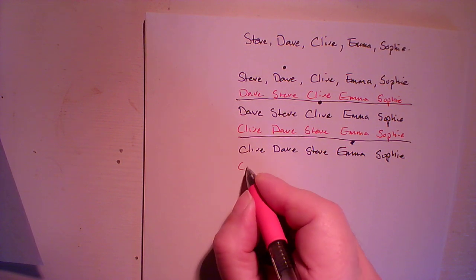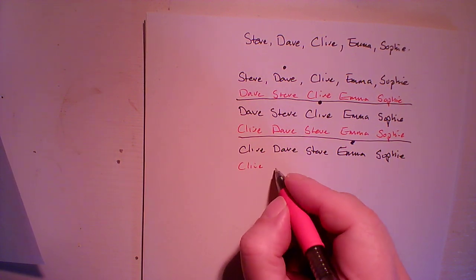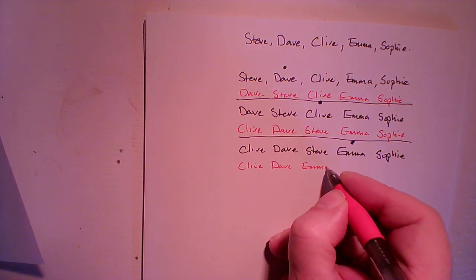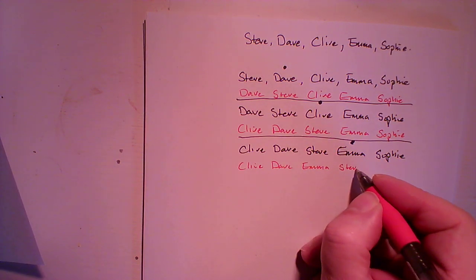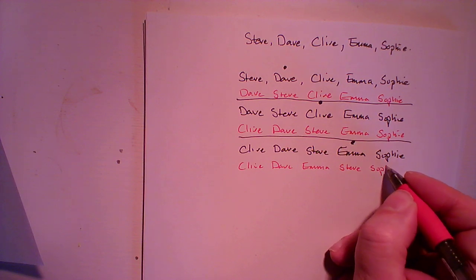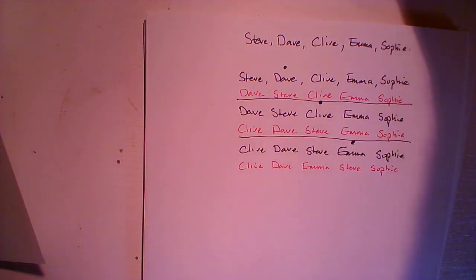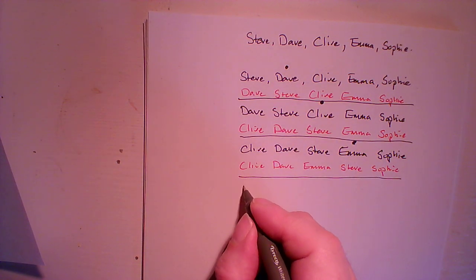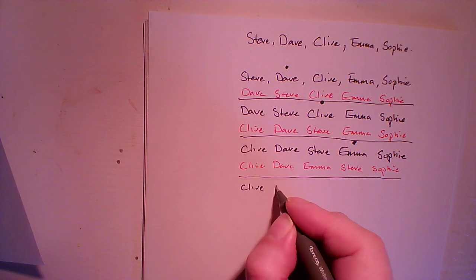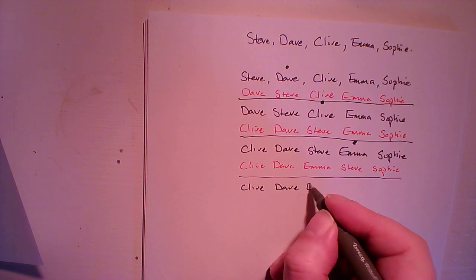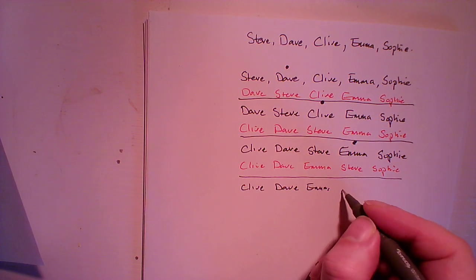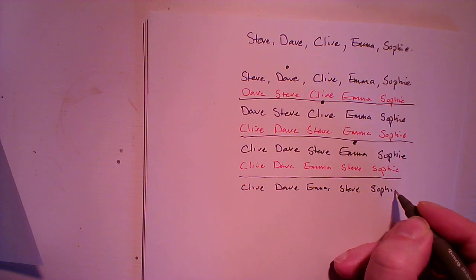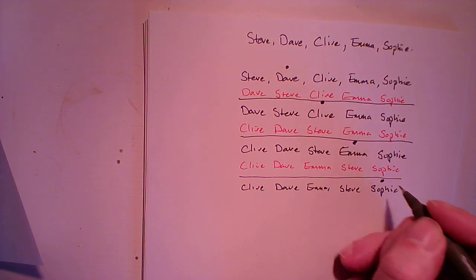So Clive, Dave, Emma, Steve and Sophie. Draw a line under it. It's giving me Clive, Dave, Emma, Steve, Sophie, and the dot goes on top of Sophie.